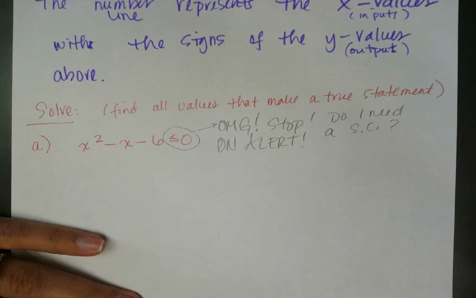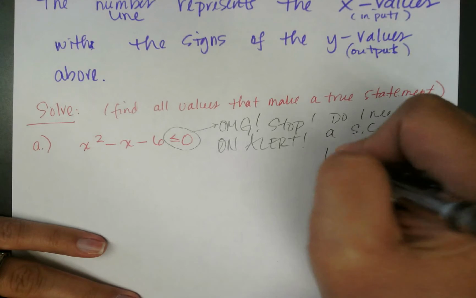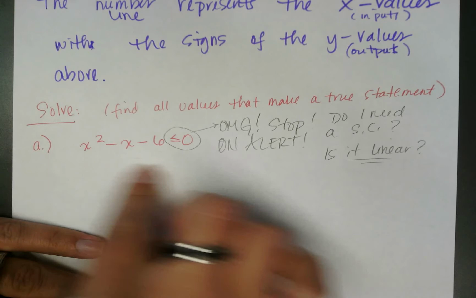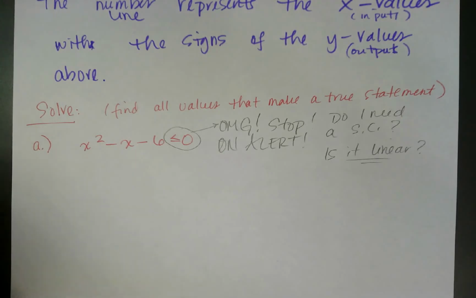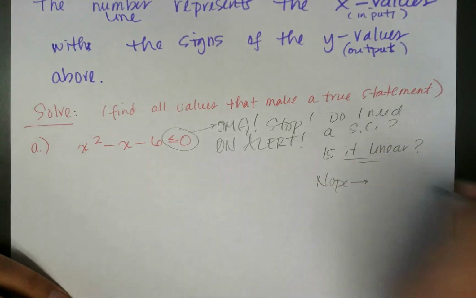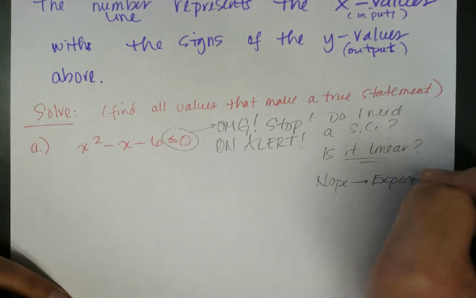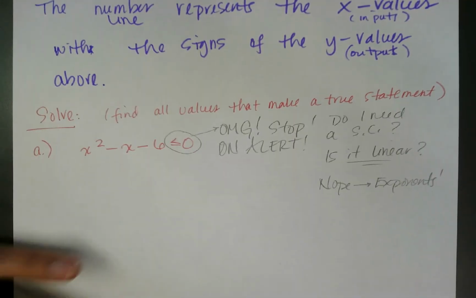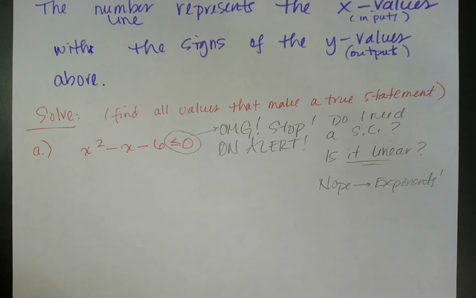Well, the only way to know is: is it linear? Is this inequality, x squared minus x minus 6, linear or not? No. Why not? Because it has x squared. You've got exponents. So you are not factoring this. You have to do a sign chart. I will show you 2 different ways you can think about it. It's up to you. But you need to know that you need to do a sign chart for this.